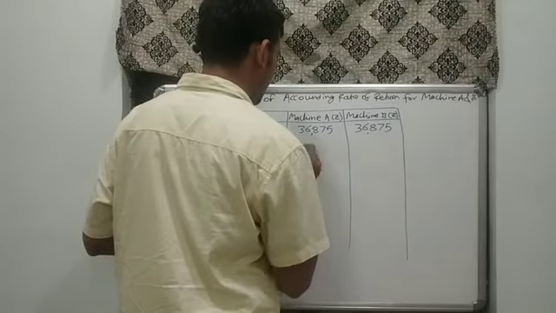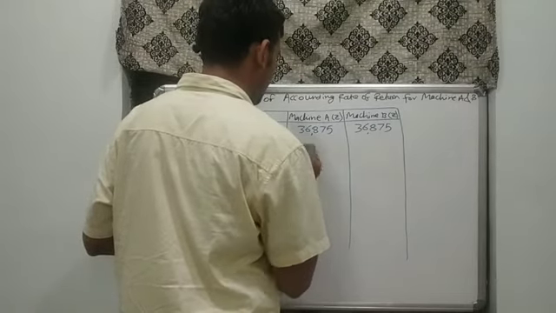Divided by original investment. So this is the formula for calculation of ARR. What is the formula? Annual average profit into 100 divided by original investment. This is the first formula for calculation of ARR, accounting rate of return.